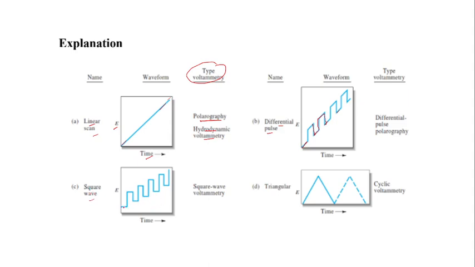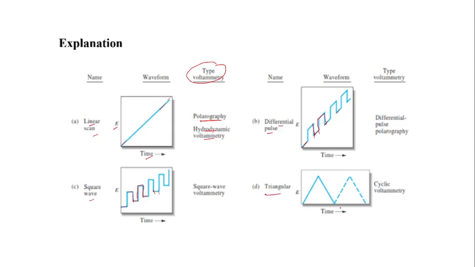Third is square wave. Square wave means what? See here, you give a pulse, then some voltage is increased, then again you give a pulse, then the voltage increases again, like that. From here to here the voltage remains constant for some time. But here, if you see, during this time interval the voltage is also increasing. So this is the difference between differential pulse and square wave.